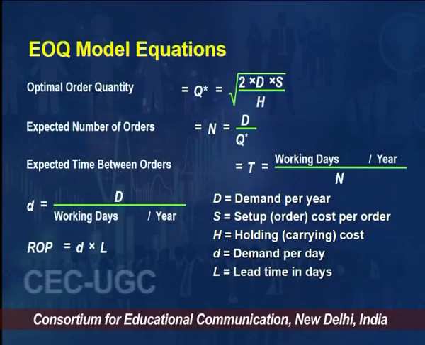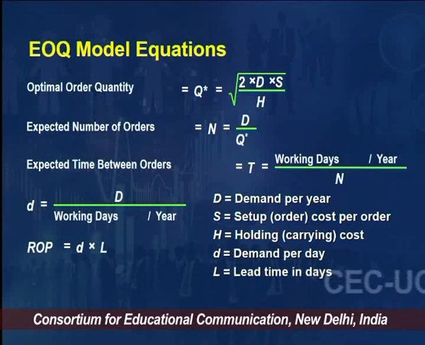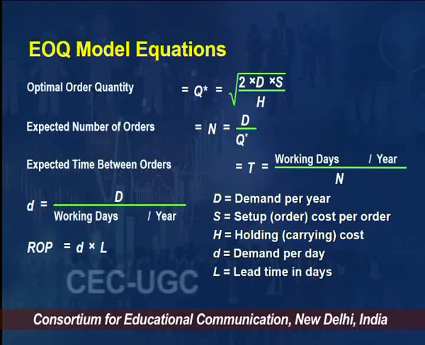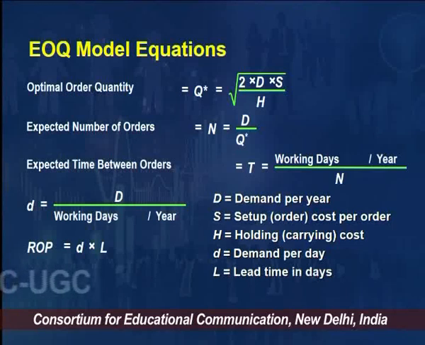So overall, if we summarize what are the EOQ model equations, we will see it on the slide. Optimal order quantity Q is equal to under root 2 into D into S upon H, where D is the annual demand, S is the ordering cost, and H is the holding cost per unit. Expected number of orders N is equal to D upon Q. D is the annual demand, Q is the quantity ordered in one order or economic order quantity.